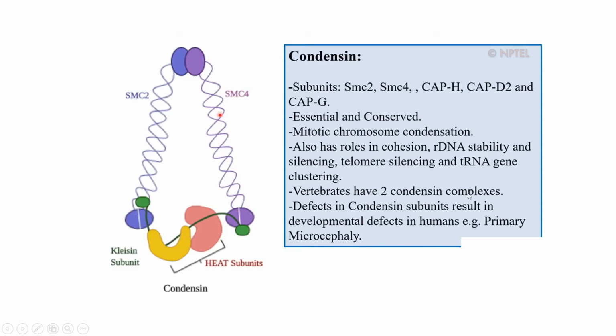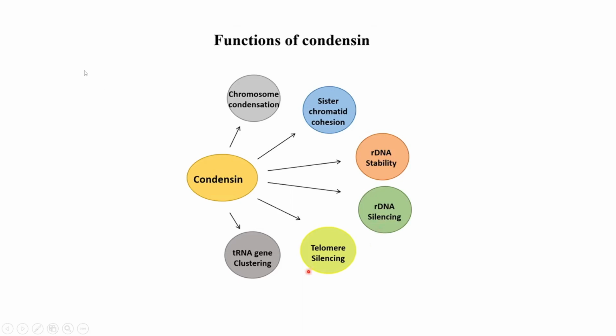There are two condensin complexes in vertebrates, and defects in the condensin subunit result in a developmental defect, that is primary microcephaly. This is the developmental defect which happens due to defects in the condensin subunit. So the functions of condensin, as we discussed, are telomere silencing, sister chromatid cohesion, condensation, tRNA gene clustering, and stability of the rDNA.